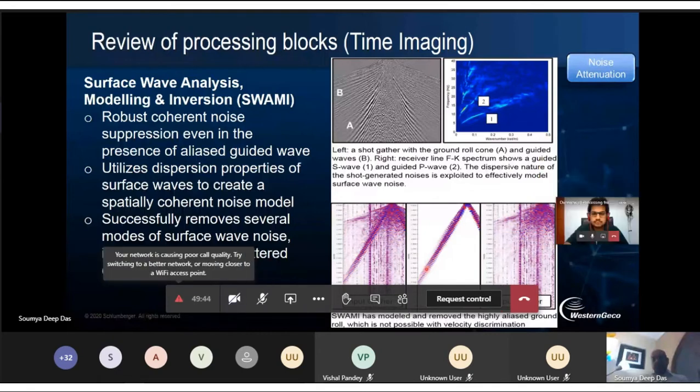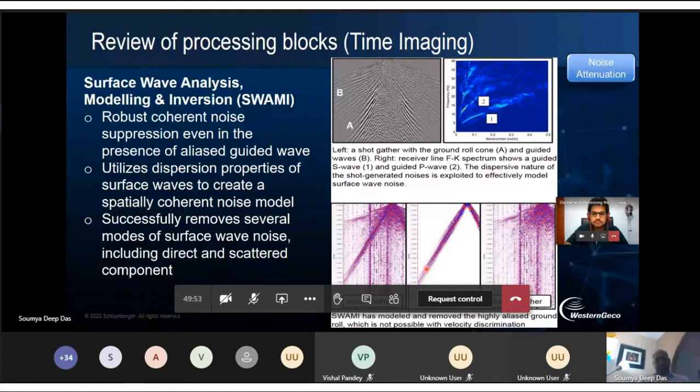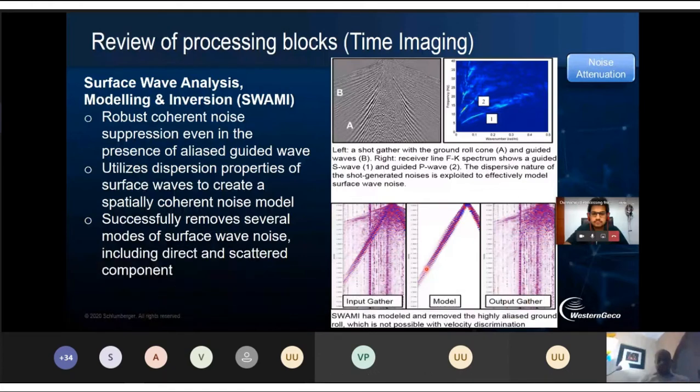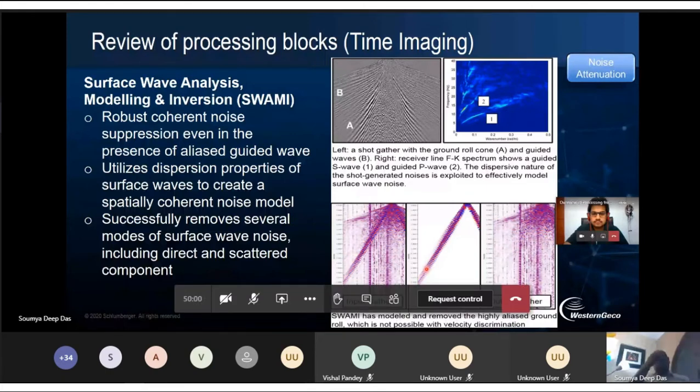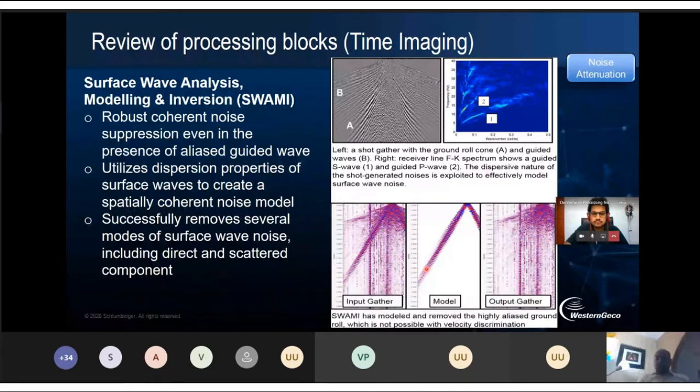Now going to the next slide. Here we have covered the geometry merge, designature, statics, and noise attenuation, and now we move into multiples. Multiple attenuation is a very important step because multiples, if not attenuated appropriately, can be considered as primaries and wrongly predicted as a target zone. It has the potential of ruining a project or giving a dry hole.